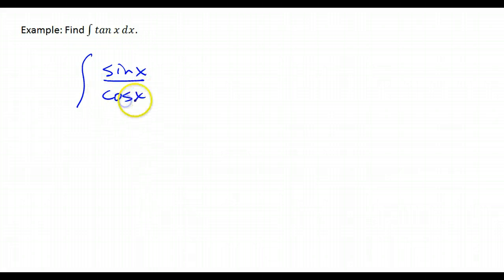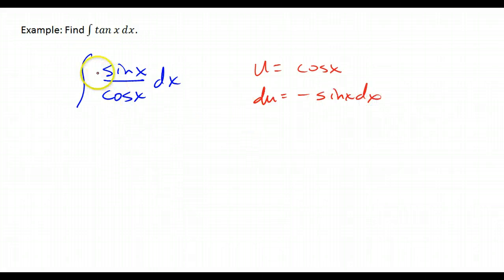One more example. You can even use natural logs when you're dealing with antiderivatives of trig functions. What would happen if I rewrote tangent? Now that's ugly, isn't it? Let's rewrite tangent as sine of x over cosine of x dx. We'll let u equal the denominator. So du is negative sine x dx. So I'm going to multiply inside by negative and outside by negative to keep everything balanced.